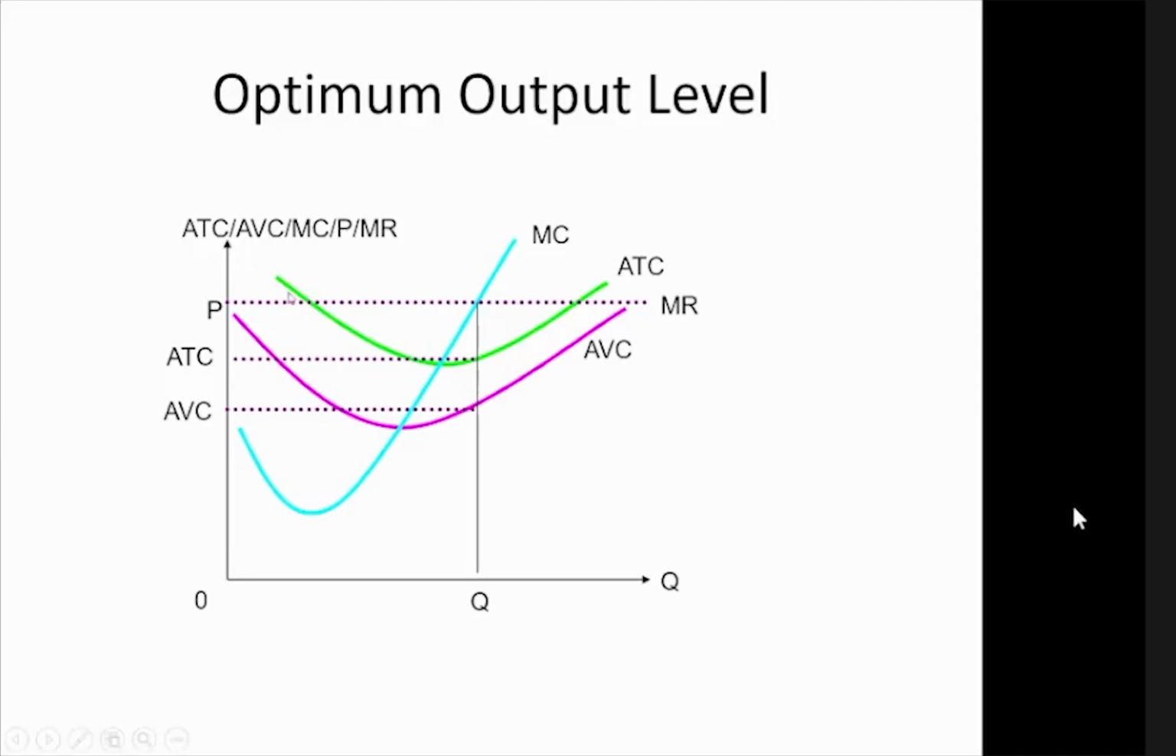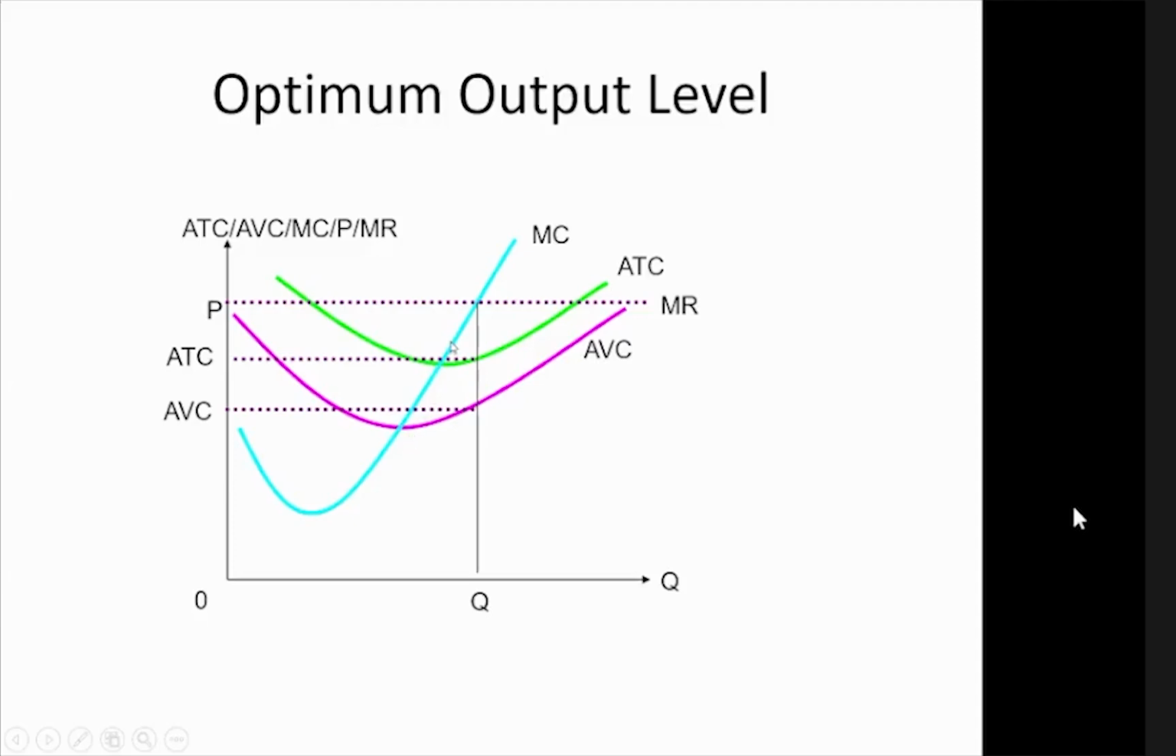Right? So we have average total cost, then average variable cost. So variable cost and total cost are there, and the marginal cost is here. As in the production function, the marginal cost curve goes through the minimum point of ATC and AVC.